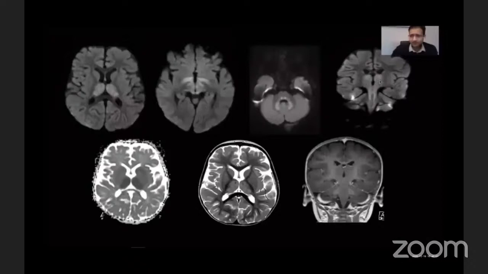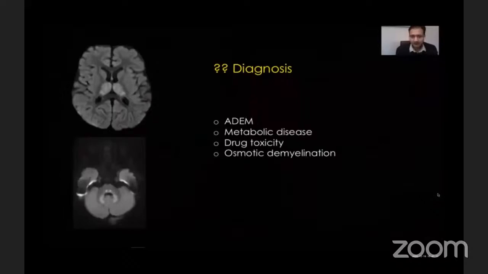On the ADC map, we see the corresponding low signal in bilateral thalami, and there is this mildly expansile T2 hyperintensity. On the post-contrast images, there is no associated enhancement within these areas. So what's the diagnosis here? Is it ADEM? Is it some kind of metabolic disease? Is it related to a drug toxicity, or is it related to osmotic demyelination?